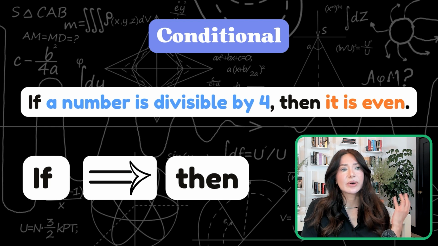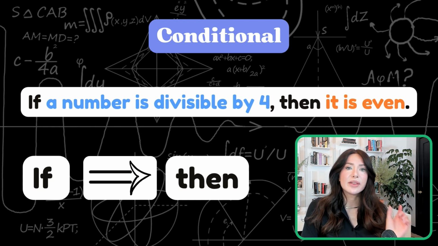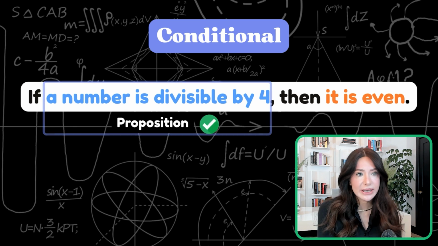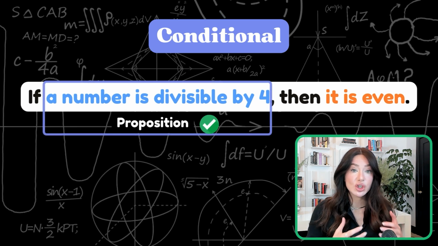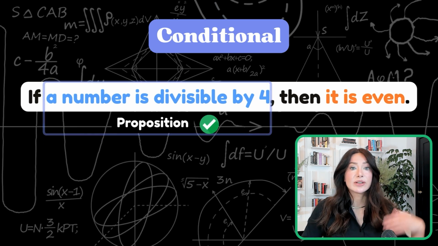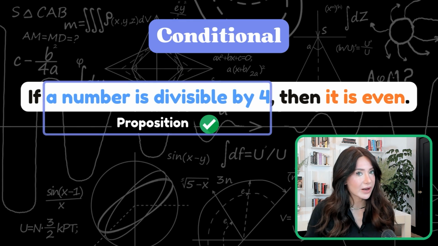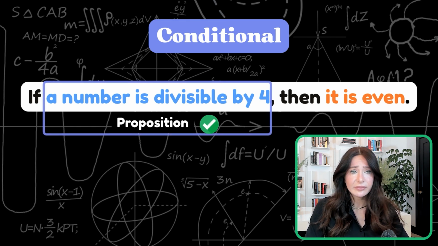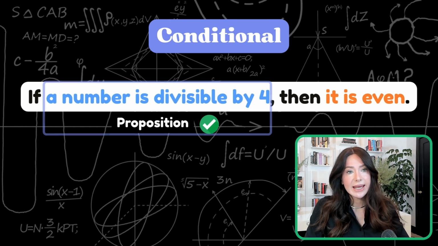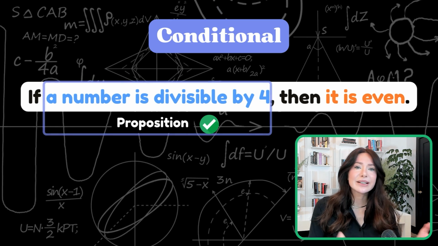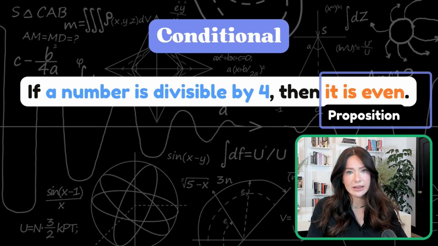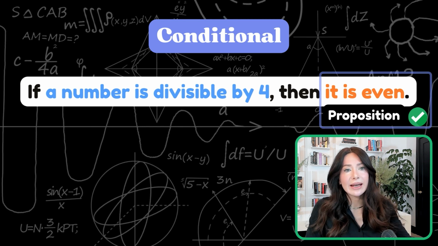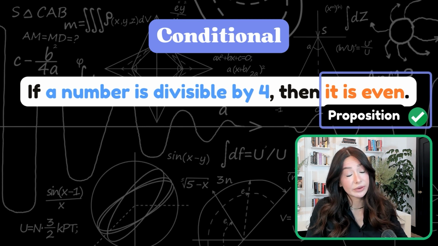So here's an example. If a number is divisible by 4, then it is even. Individually, taking a number is divisible by 4, you can check the truthness of that. Because you can take a number, try to divide it by 4, and see if you can do it, and then you can say it's true or false. A number is even. It's either even or odd. We're talking about integers here. Integers are either even or odd. So that has a clear truth value.